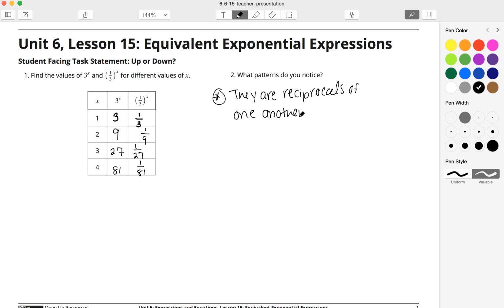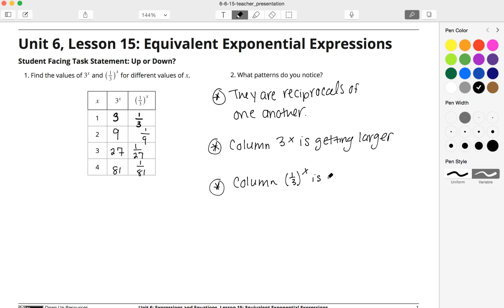Actually, let's write down those other things I said too. We're going to say column 3 to the x is getting larger. And then column 1/3 to the x is getting smaller.